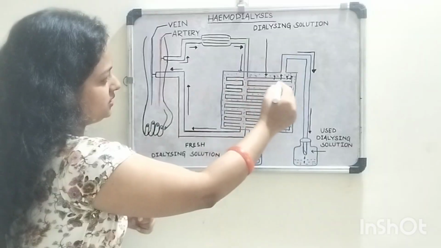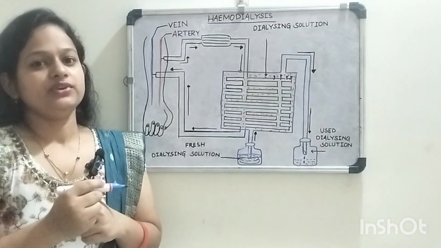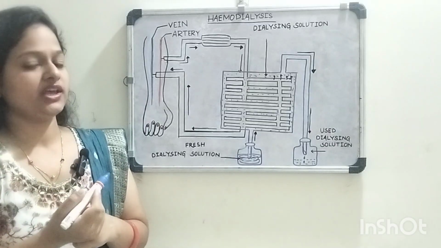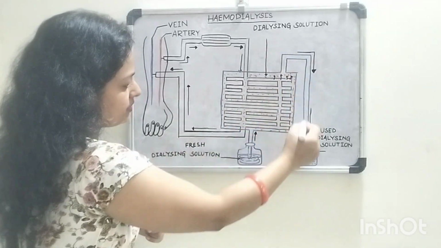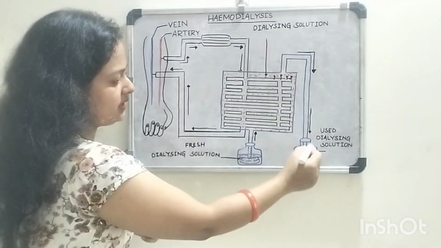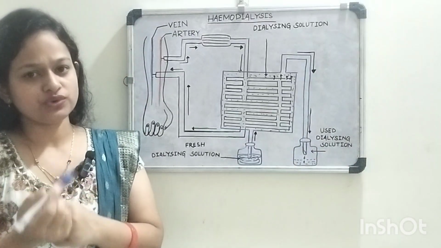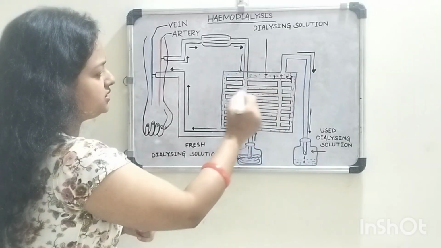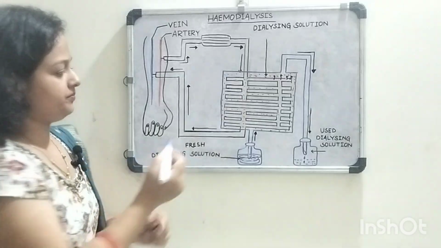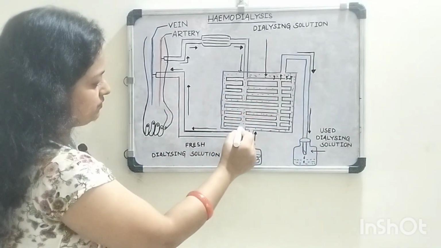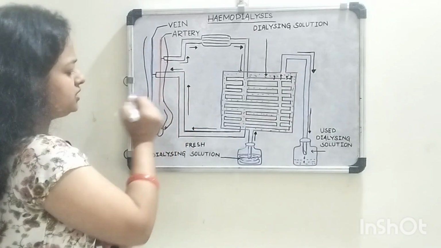Here the dialyzing solution is now filled with nitrogenous waste like ammonia and urea, and it passes to another bottle. This is the used dialyzing solution, which contains the nitrogenous waste, and in the tubes there is only the dialyzed blood, which is returned to the vein of the patient.